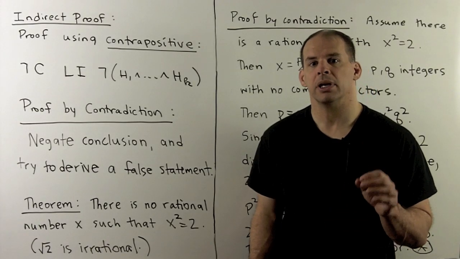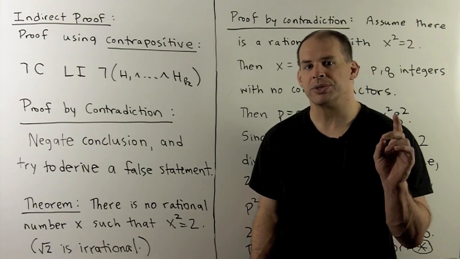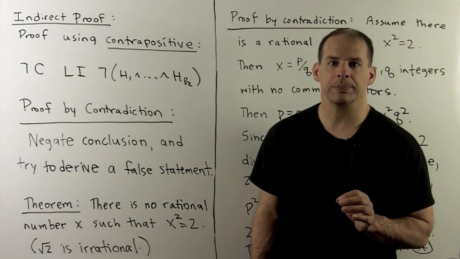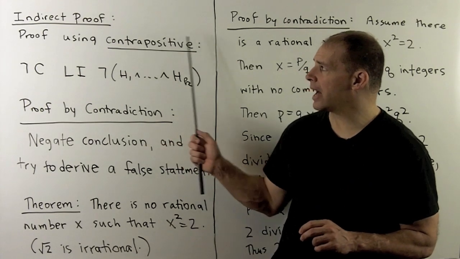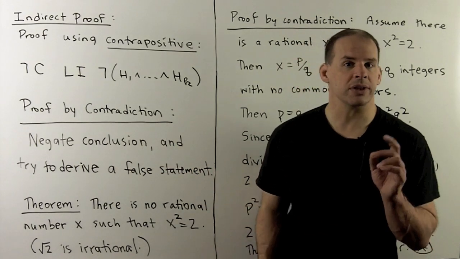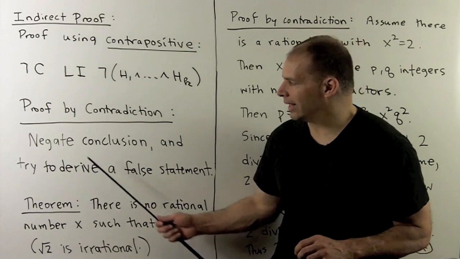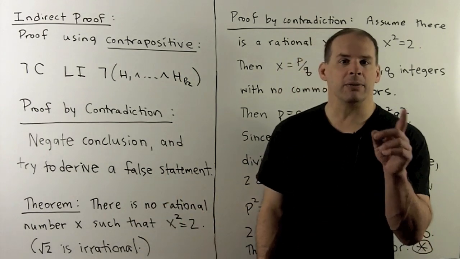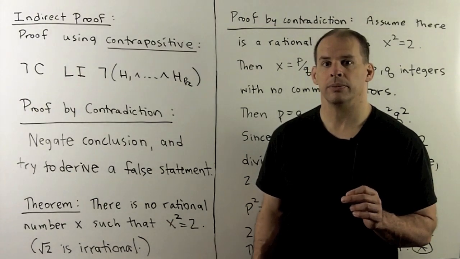Now, some theorems don't lend themselves well to direct proof, so instead we try indirect methods. One way to do that, we use the contrapositive of the statement that our theorem is true. So this gives us proof by contradiction. What we do, we're going to negate the conclusion and then from that, we're going to try to derive a statement that we know is false.